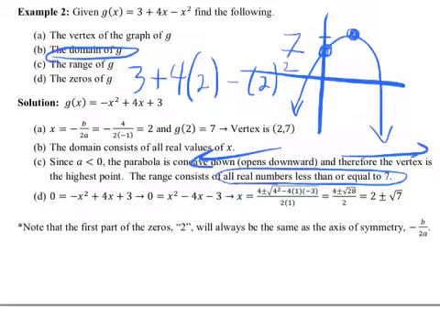And then for part C, we look at the vertex, which limits the y values. Nothing is above 7. So it's all real numbers less than or equal to 7. That's because a is negative. If a were positive, it'd be all real numbers greater than 7. Okay? Katarina? Would there be any occasion in which the domain would not be all real numbers?